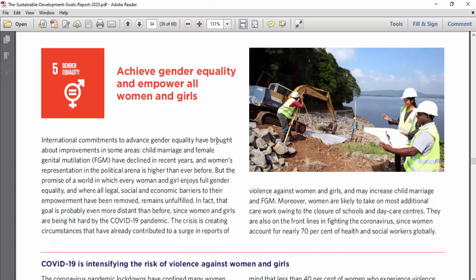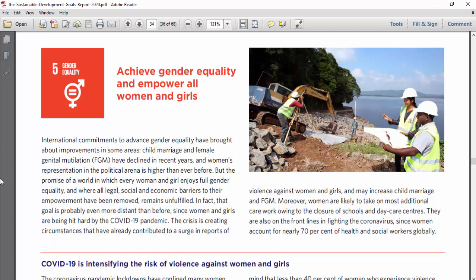International commitments to advance gender equality have brought about improvement in some areas. Child marriages and female genital mutilation have declined in recent years, and women's representation in the political arena is higher than ever before. But the promise of a world in which every woman and girl enjoys full gender equality and where all legal, social, and economic barriers to their empowerment have been removed remains unfulfilled. In fact, that goal is probably even more distant than before, since women and girls are being hit hard by the COVID-19 pandemic. The crisis is creating circumstances that have already contributed to a surge in reports of violence against women and girls and may increase child marriage and female genital mutilation.